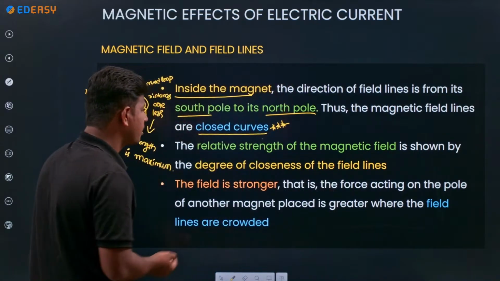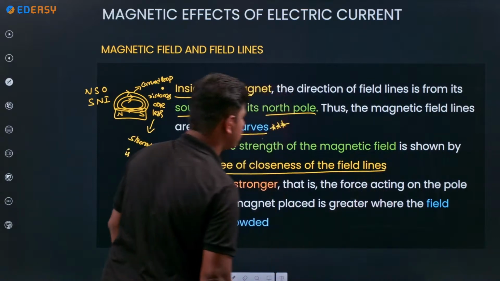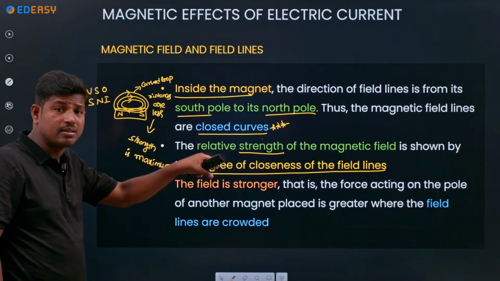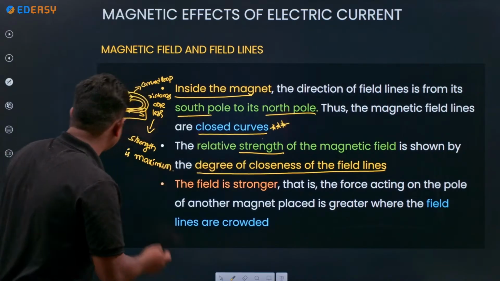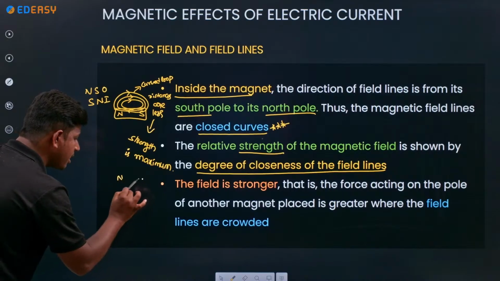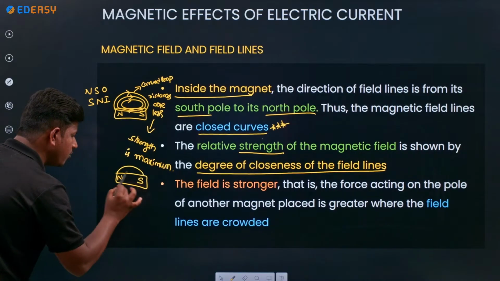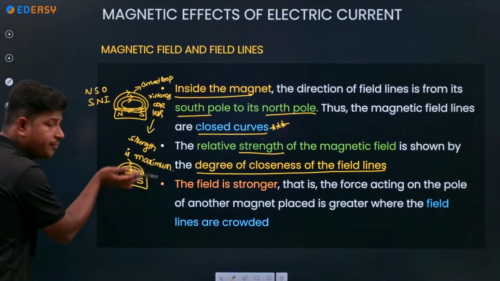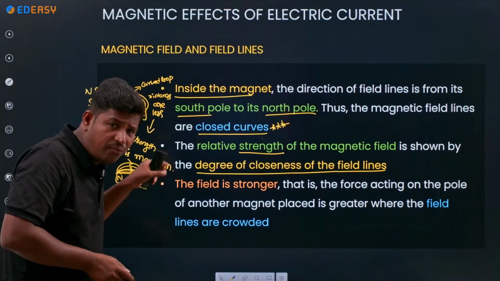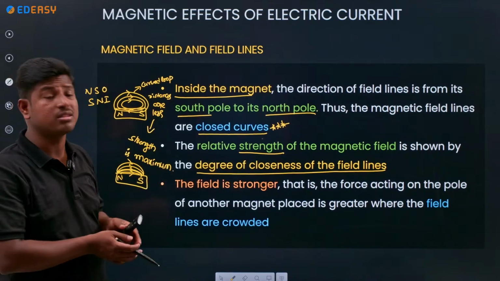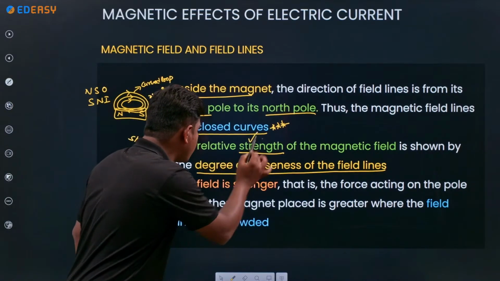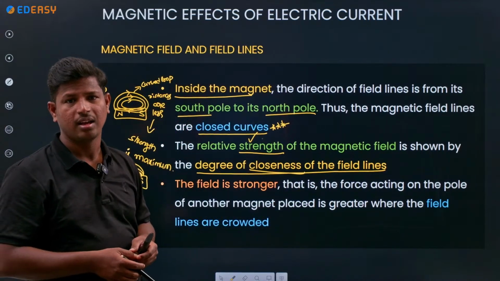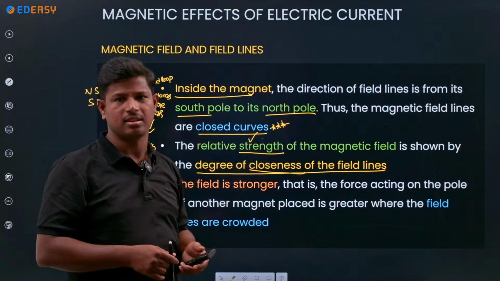Okay, next, the degree of closeness of the field lines. How can you calculate the strength? The degree of closeness. How many close lines? See, if I take a bar magnet again, north pole to south pole, the field lines will be like this. You see how the field lines are very close. If they are very close, it attracts easily because the strength depends upon the degree of closeness. How much closeness is there, that much attraction is there.